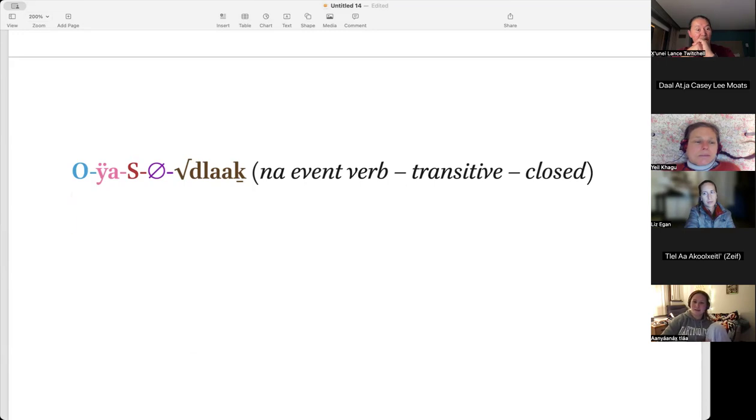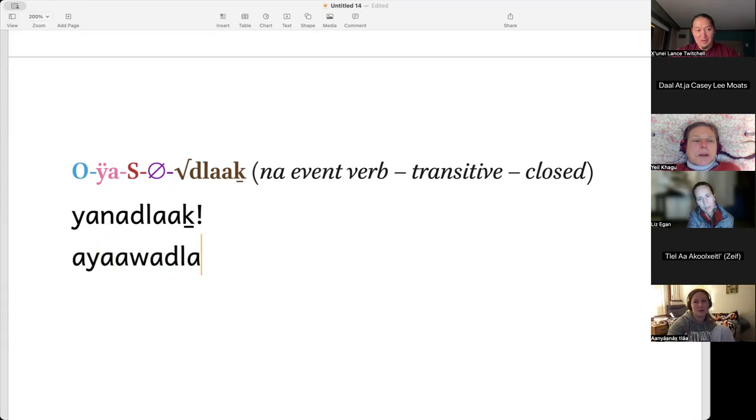Nitlak. Well, so there's no D here, so there's no subject marker. And we have to keep the ya. So we should expect Yanadla. They succeeded or they obtained it. Yawadla. Ayawatla. They did not obtain it.